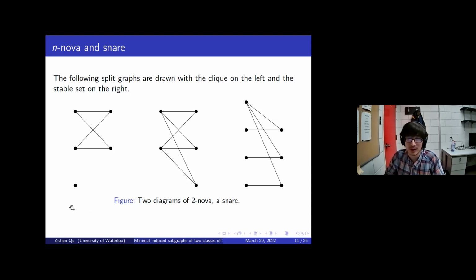And I guess the problem is that the reason these are drawn differently is because in the normal general version, there could be more vertices in the clique, and sometimes your 2-nova doesn't use a vertex in the clique. Okay, and on the right side is a snare.